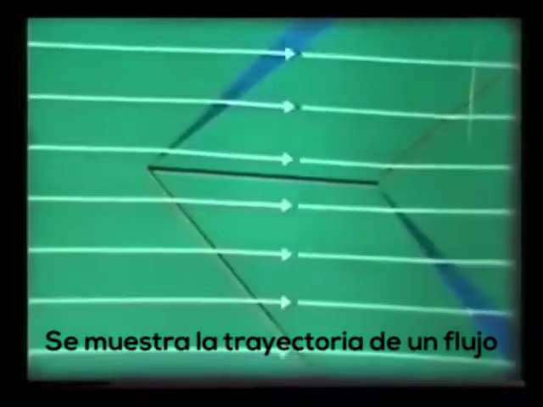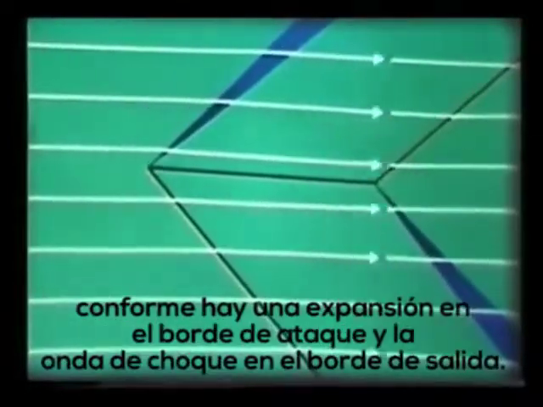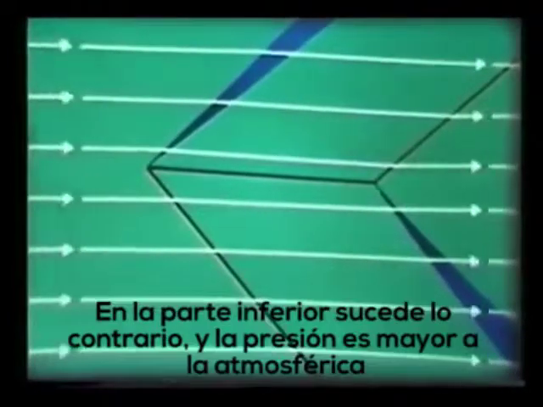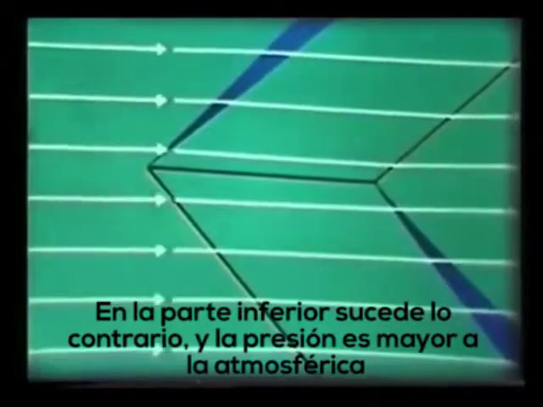Here is the flow pattern. On the upper surface, the pressure is less than atmospheric, as there's an expansion at the leading edge and a shock wave at the trailing edge. On the lower surface, the opposite happens, and the pressure is greater than atmospheric.